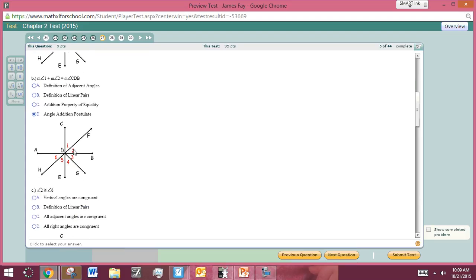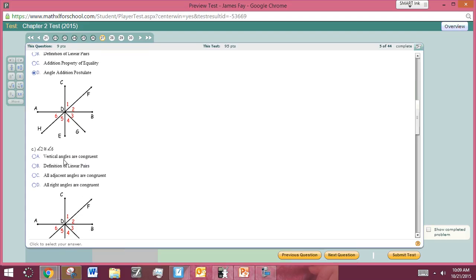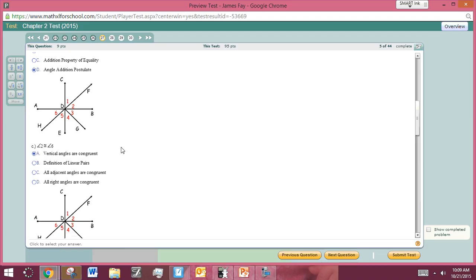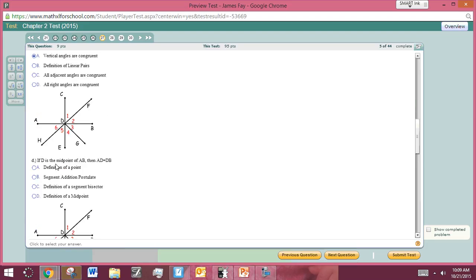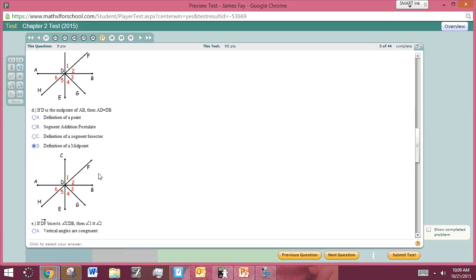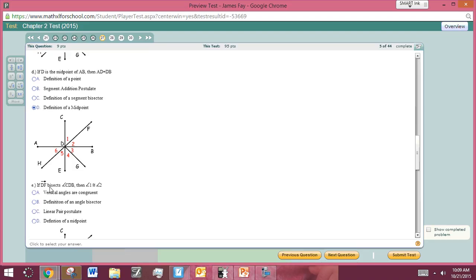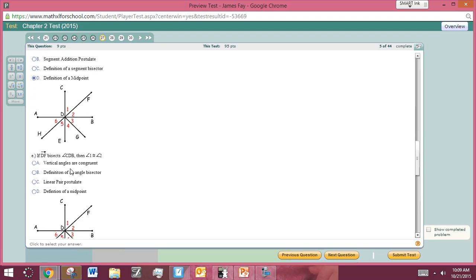Here, angle 2 is congruent to angle 6 because vertical angles are congruent. If D is the midpoint of AB, then AD equals DB. That's the definition of a midpoint. If ray DF bisects angle CDB, then angle 1 is congruent to angle 2. That's the definition of an angle bisector.